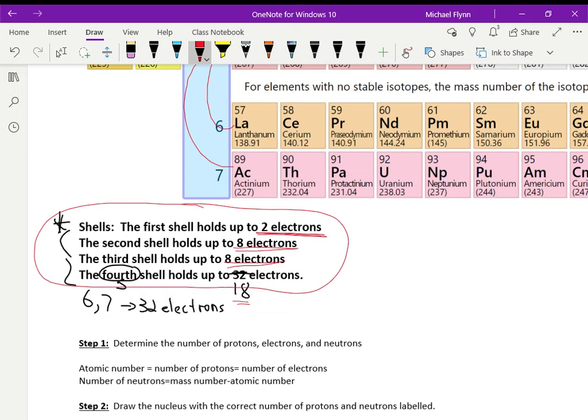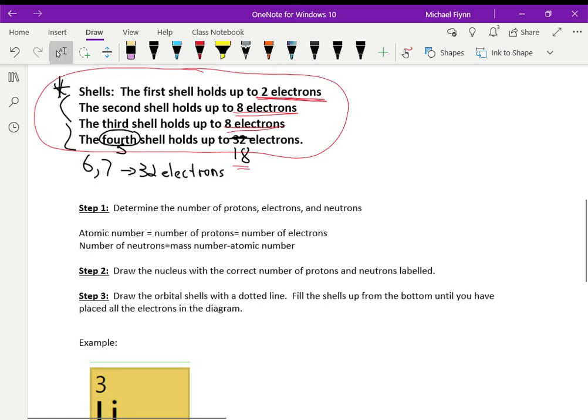You have to know that. 2 go in the first, 8 in the second, 8 in the third, and they fill from the bottom up. You put 2 in the first, and then you go to the second, and then third, depending on how many electrons you have in the atom. All right, so let's get to drawing them, and this will be the end of the lesson.